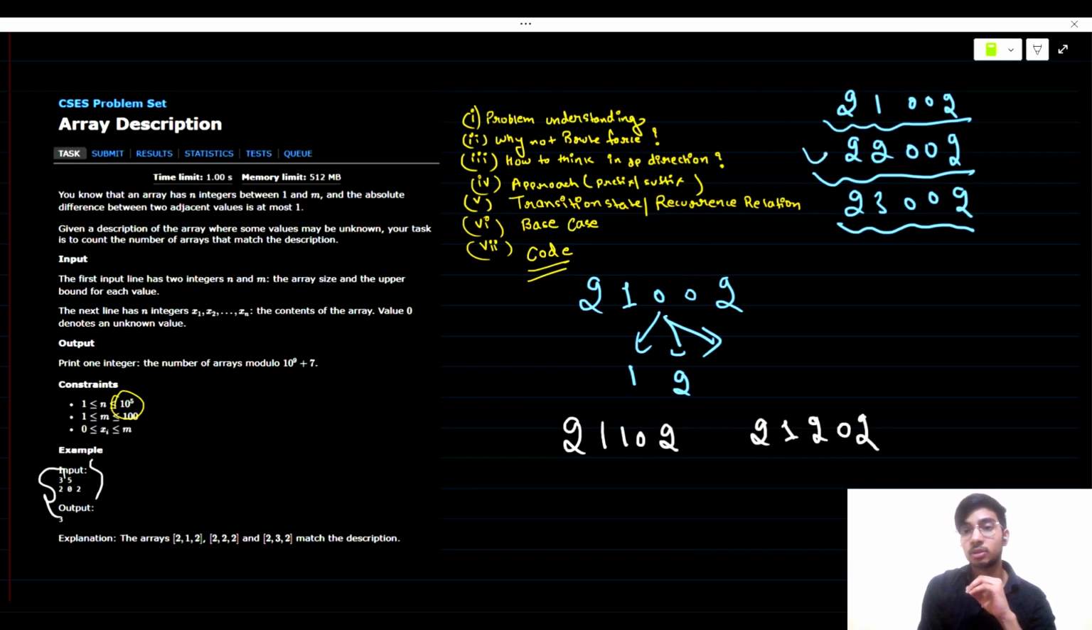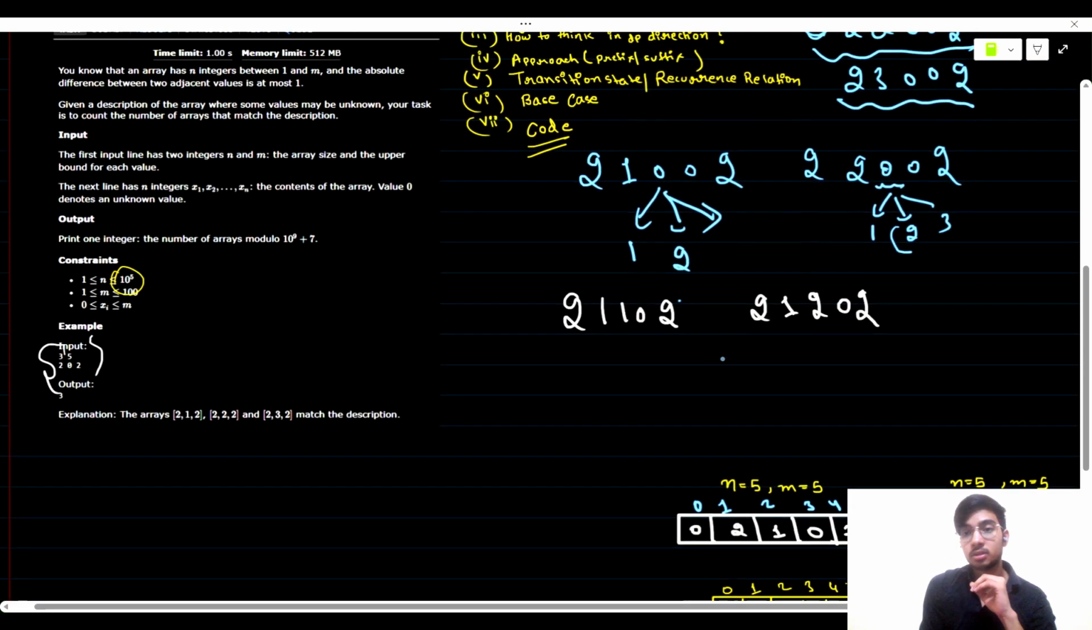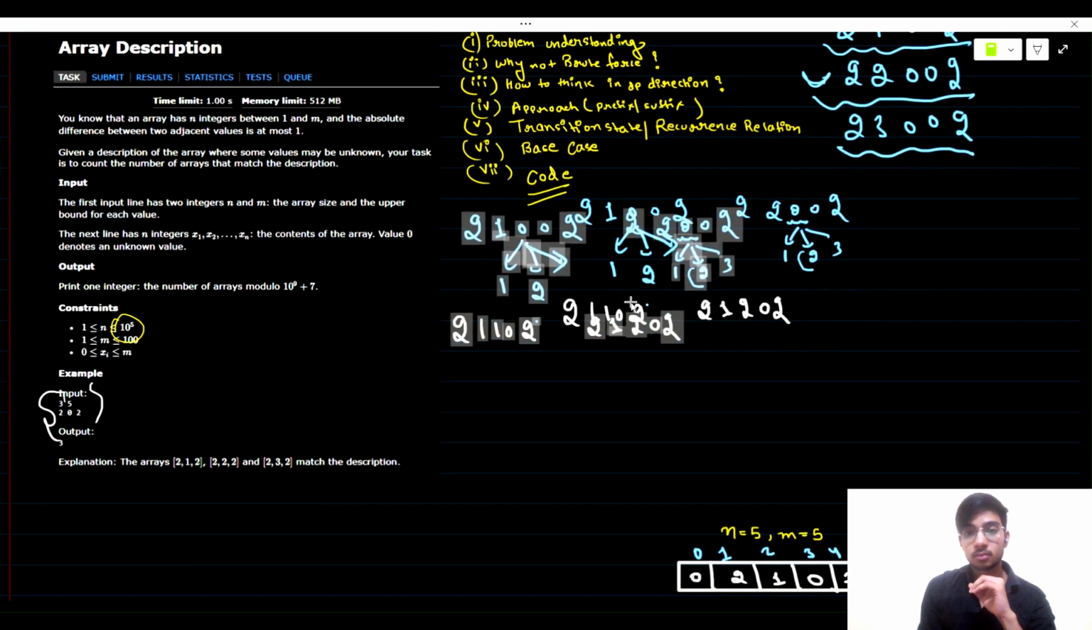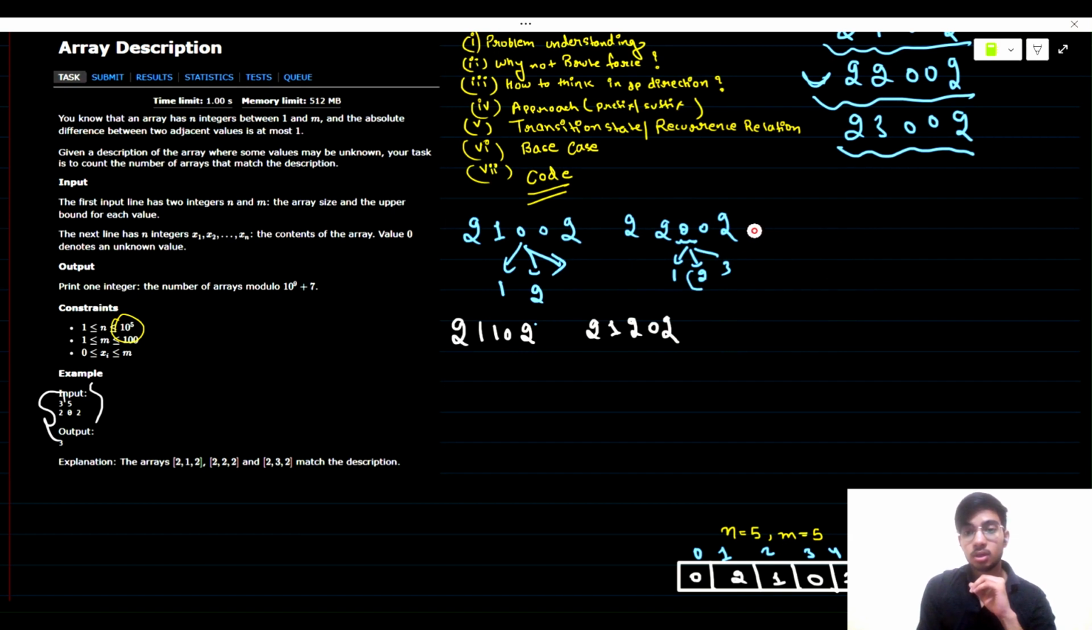Now, let's solve for the second one, right? 2, 2, 0, 0, 2. For this, you can take 1, you can take 2, you can take 3, any one of them. If you take 1 or 2, either of them, the problem reduces to this, right? Suppose for this, the resultant array can be 2, 2, 2, 2, or 1, 0, 2. For this, 2, 2, 2, 0, 2, or 2, 2, 3, 0, 2.